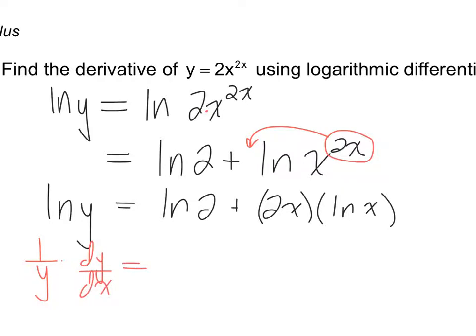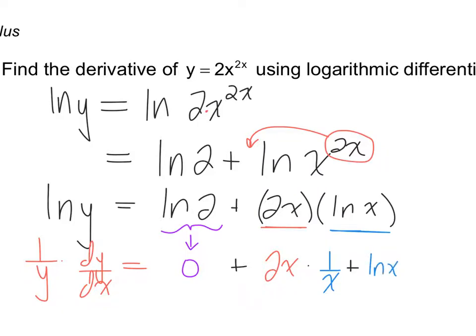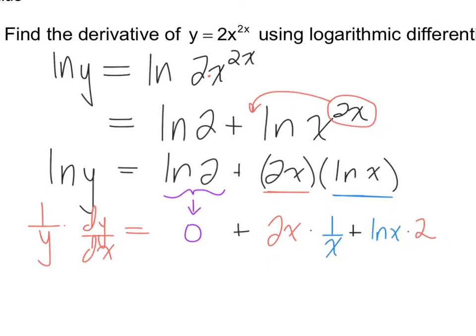All right, differentiating the right-hand side, ln of 2 has a derivative of what? 0, because ln of 2 is a constant. It's a number. For the other piece, we have to use the product rule. So the first function, 2x, multiplied by the derivative of the second, which would be what? 1 over x, exactly. Plus the second function, ln of x, multiplied by the derivative of the first, which is what? 2. Right-hand side actually cleans up fairly nicely here.